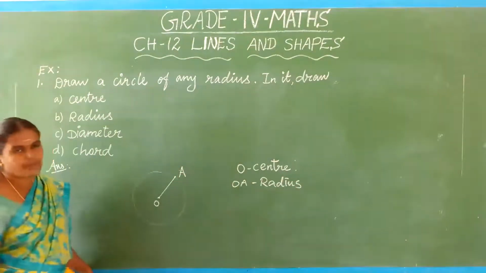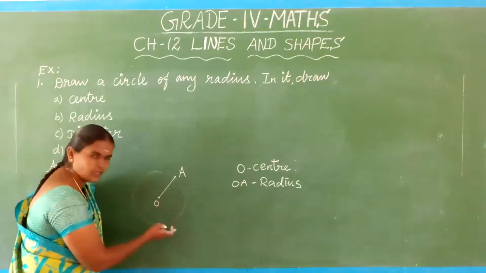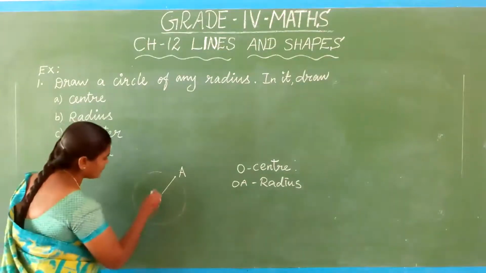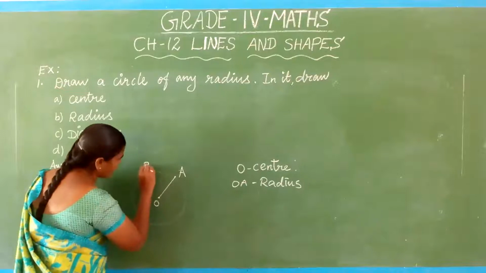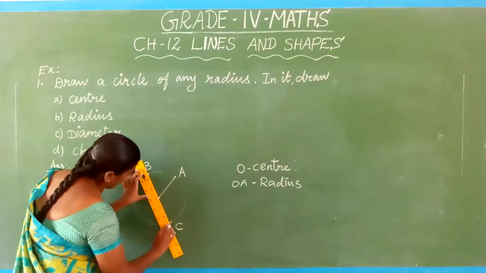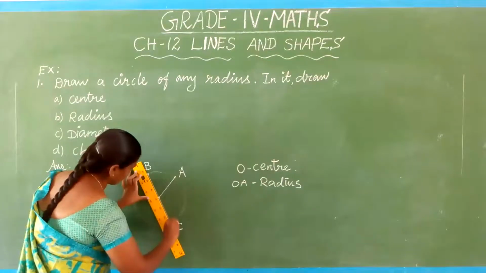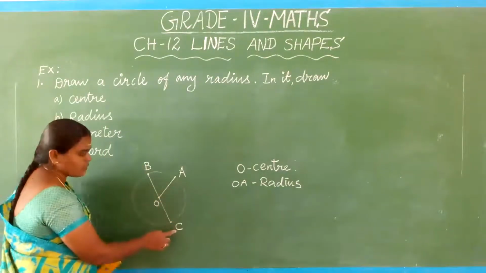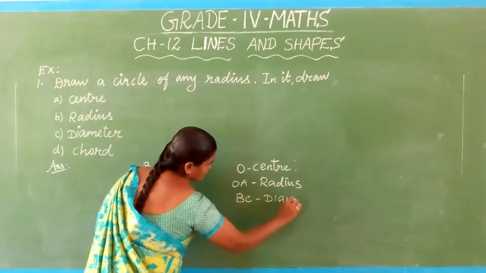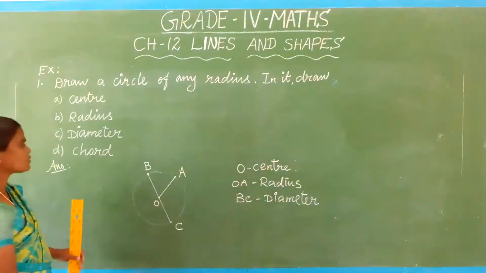Next one, diameter. What is the meaning of diameter? Take any 2 points on the circle, passing through the center. Here one point B, here one point C. So now join B and C. So BC is called the diameter.